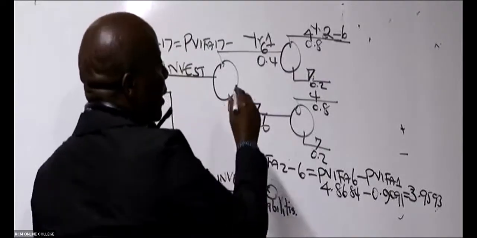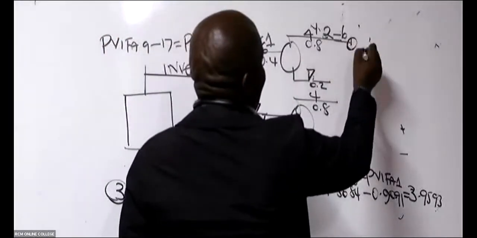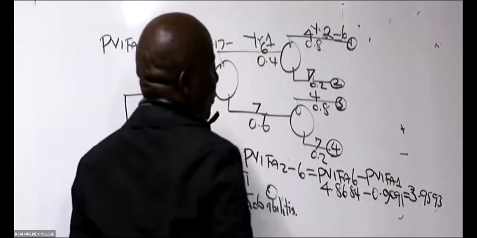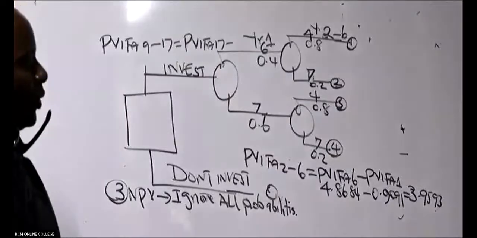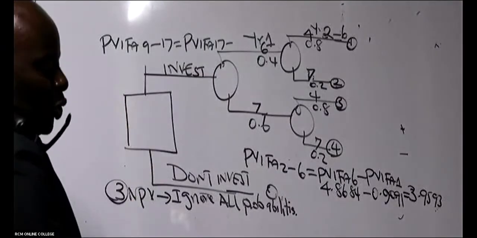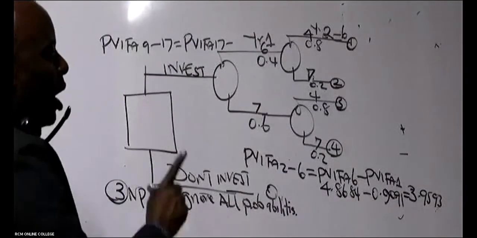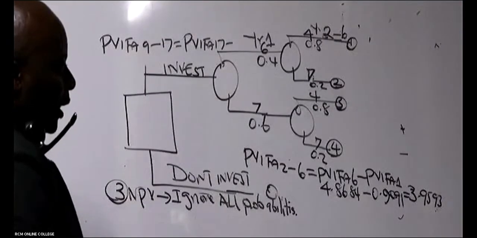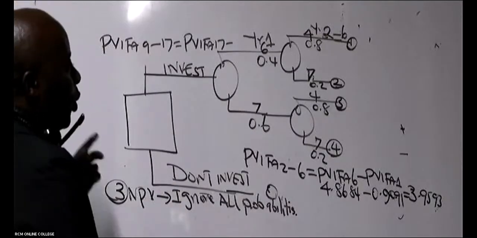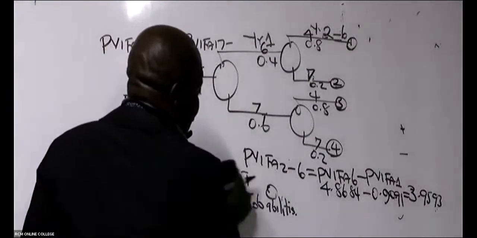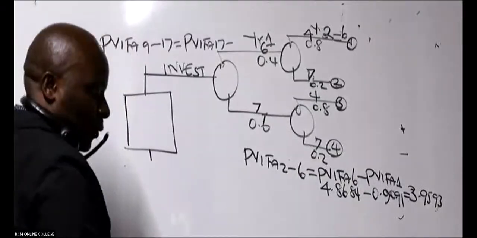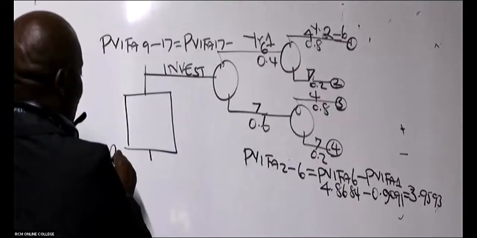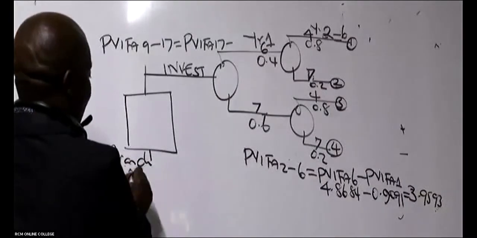So then for us to get these NPVs, this is number 1, number 2, number 3, number 4. So you label all your branches like that. And then now you give us the NPV for each branch. So we start with the branch 1.